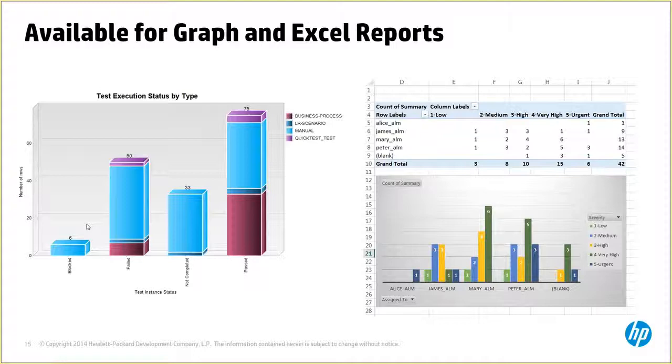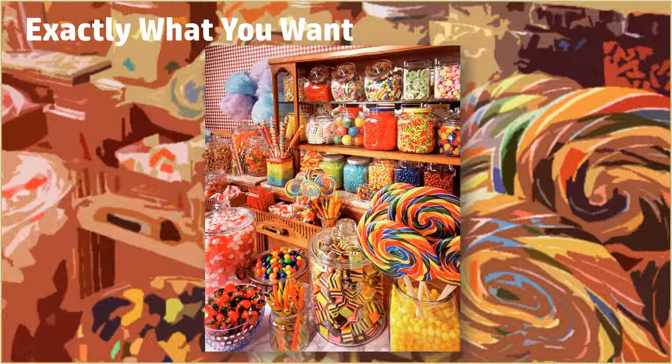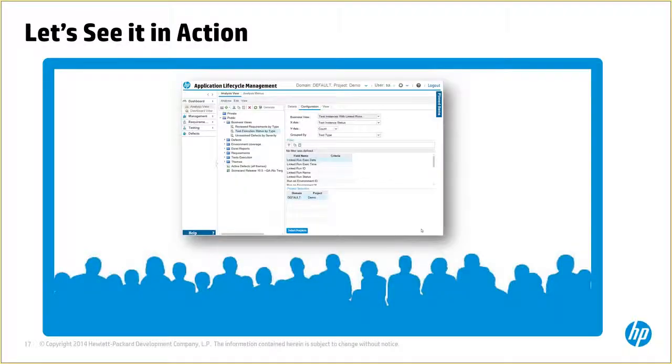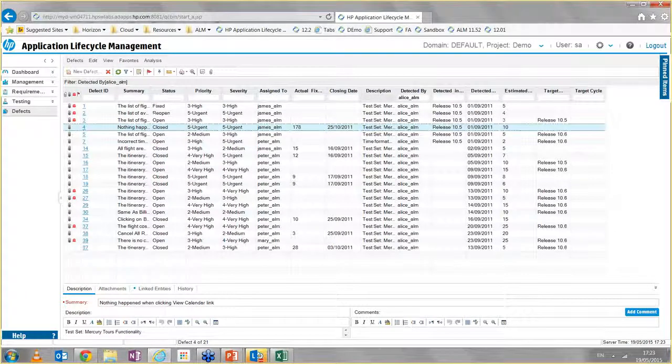The idea is that once we can create business views, we can consume them in Excel, and the great value is that we get to create and design a report that fits exactly what we want and need. It's like going into a candy shop: you could create any type of business view to fit your specific needs and customize the graph or report exactly the way you want to see it. So let's see that in action as well. I will switch back to ALM, and here I will switch to the dashboard, to the analysis view.